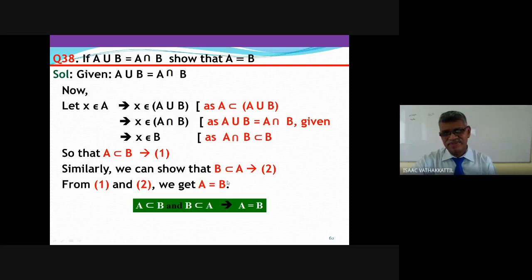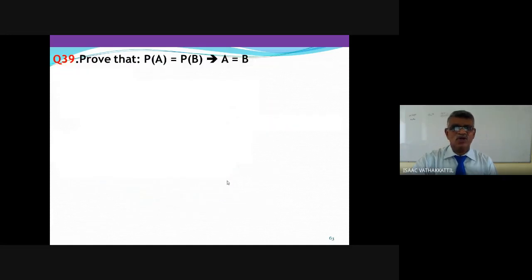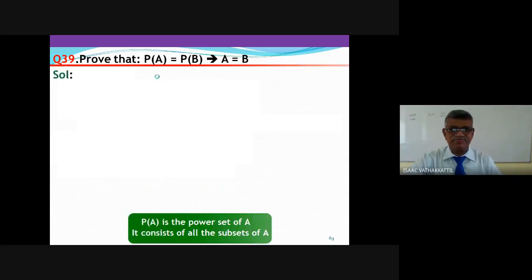Clear? Okay. Well, let's go for now. Power set of A and power set of B are equal. If so, show that A is equal to B. Prove that this P is the power set. PA equal to PB is possible only if A is equal to B.